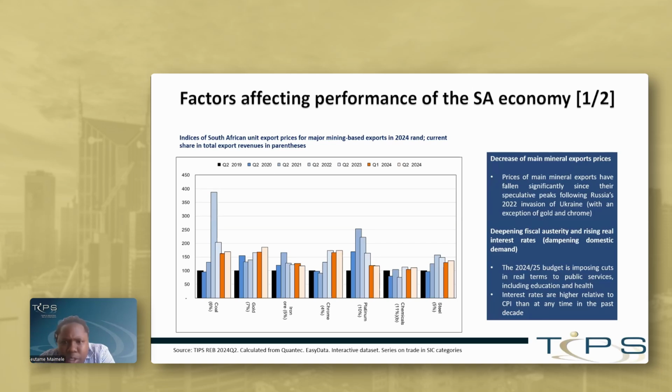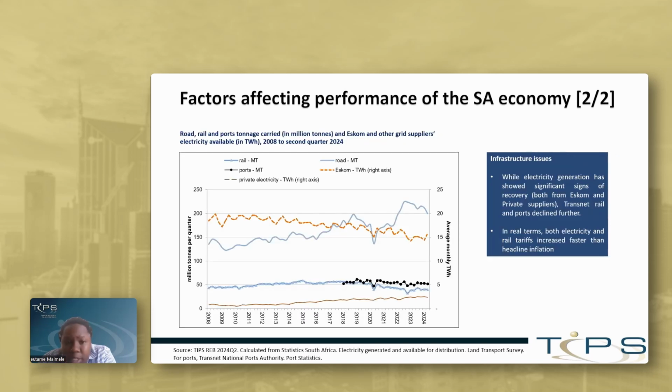So looking specifically at the fiscal austerity side of things, you see that the 2024-2025 budget is actually imposing cuts in real terms to public services, including education and healthcare. And in terms of interest rates, as I've highlighted, they have been relatively higher than the CPI at any time in the past decade, which is affecting domestic demand.